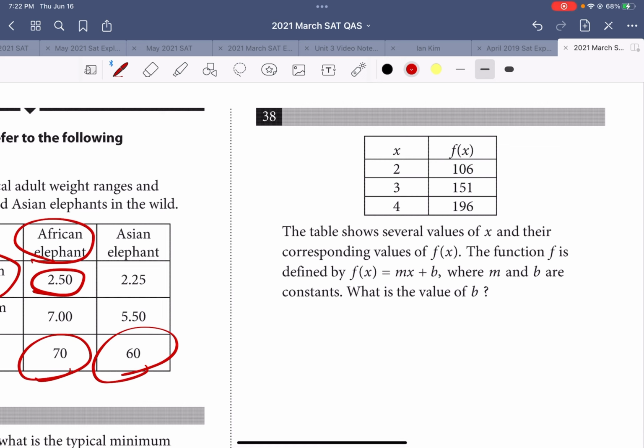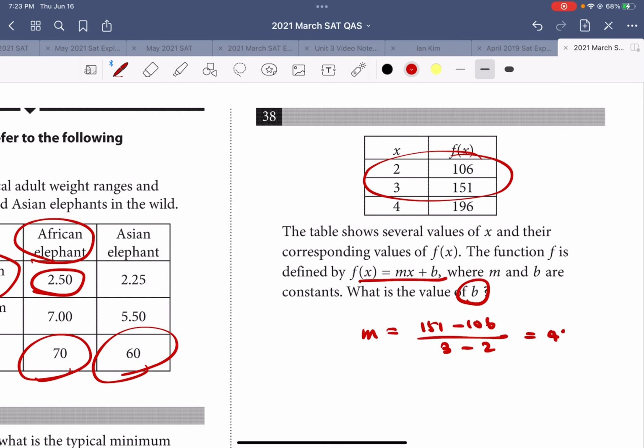Number 38. The table shows several values of x and their corresponding values of f(x). The function f is defined like that, with m and b constants. What is the value of b? B is the y-intercept. So you can set up the linear function. First of all, your m, using those 2 points, is 151 minus 106 over 3 minus 2. So your slope is 45.